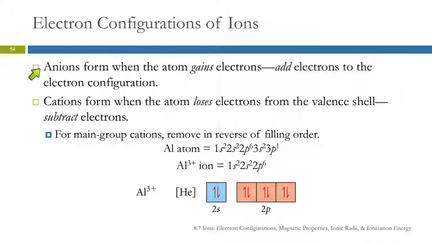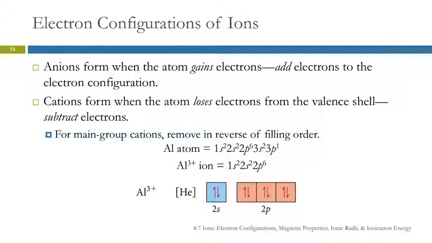So anions form when atoms gain electrons. Start over. Anions form when atoms gain electrons. So then what we do is we add electrons to the electron configuration. Cations form when an atom loses electrons, so we take them away, subtract them from the electron configuration for the atom. So to do an electron configuration for an ion, you start with the atom, and then you either add electrons or take them away.